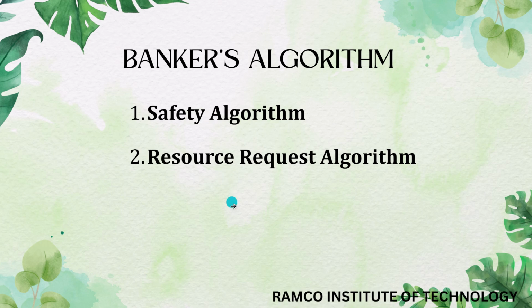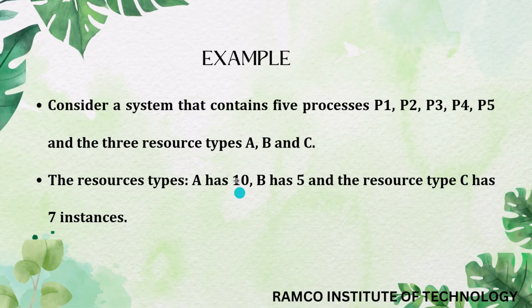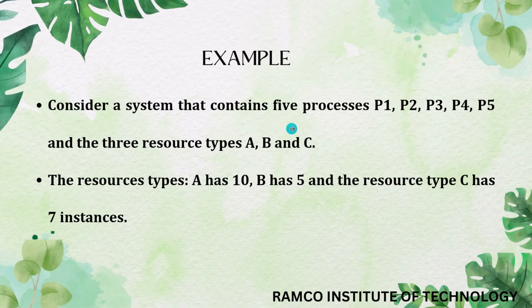In Banker's algorithm, we have two categories. One is safety algorithm, second one resource request algorithm. Let's start with safety algorithm. So in this example, the system contains 5 processes P1, P2, P3, P4 and P5 and 3 resource types A, B and C. So here the resource type A has 10 instances and B has 5 instances and resource type C has 7 instances.